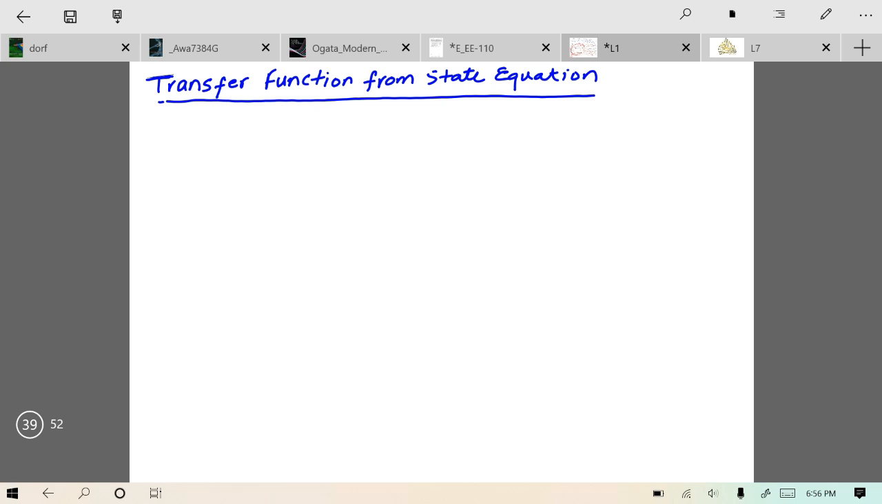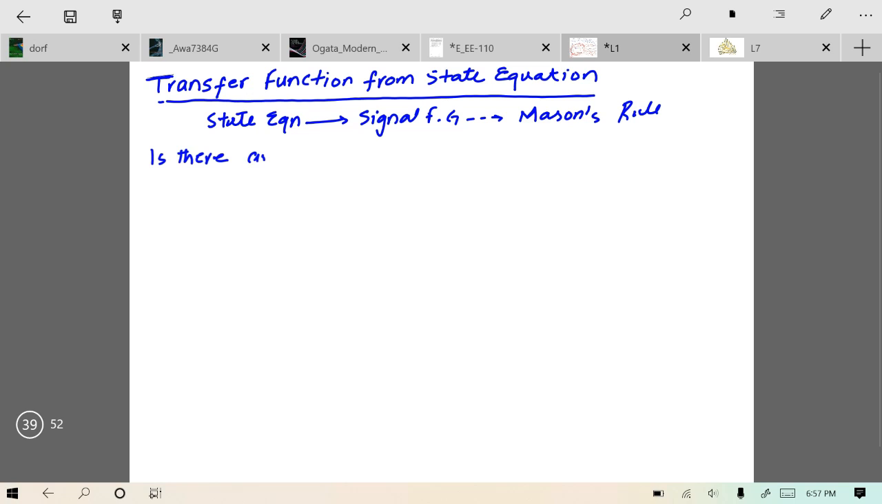Up till now, you already know that if you are given a state equation, you can easily find its signal flow graph, and from the signal flow graph you can find your transfer function using Mason's rule. This is the only path you know up till now. So the question is: is there any direct path by which we move from state equation to transfer function?